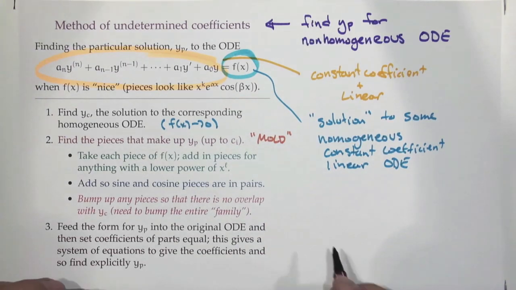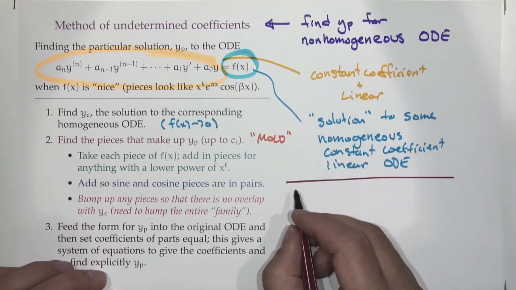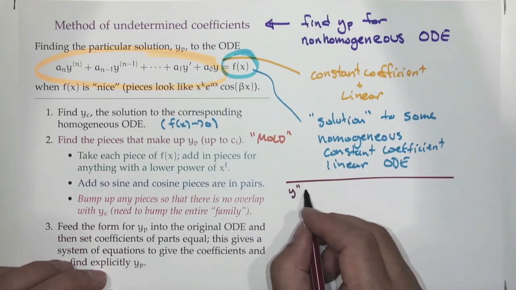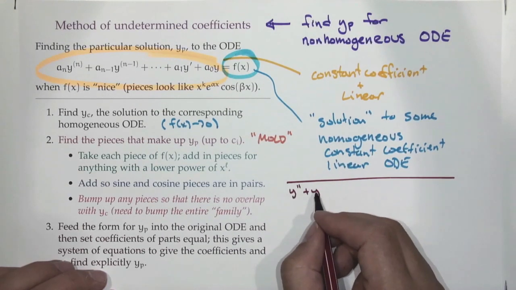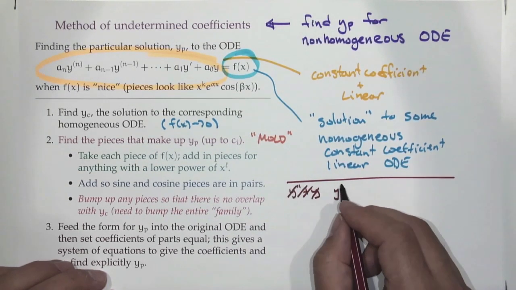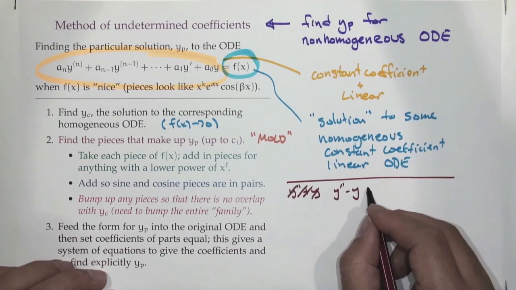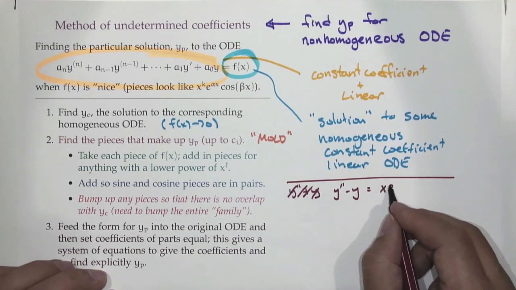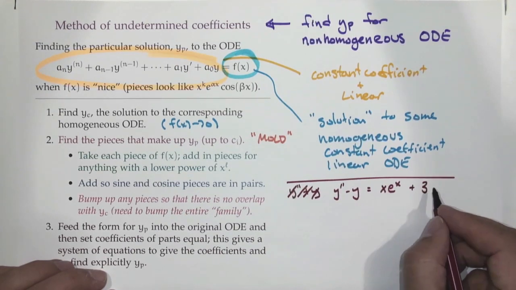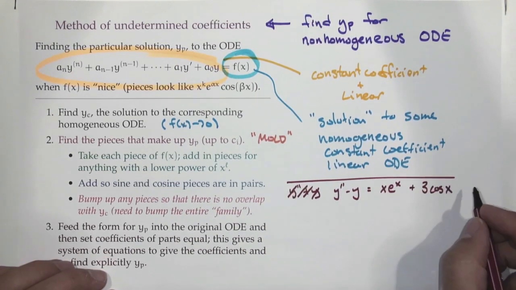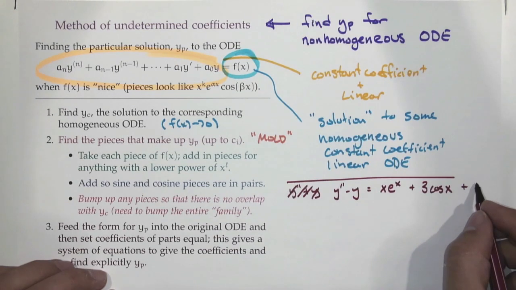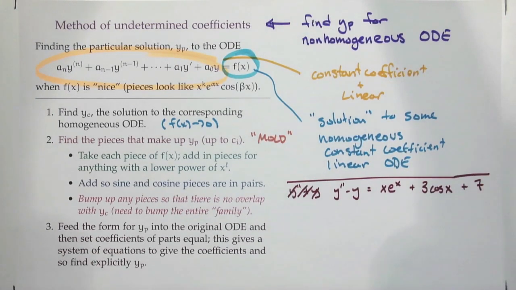Okay, so let's just make up a differential equation really quick. Say y double prime, well, let's do minus y equals x e to the x plus 3 cosine x plus 7. Why not? Something simple. Okay. So some of these things we can hopefully do almost in our head. Y double prime minus y.